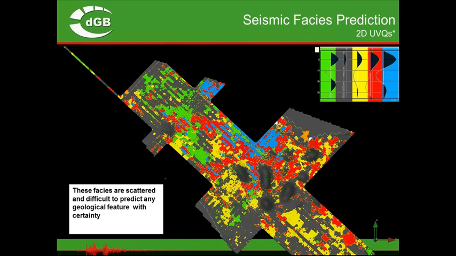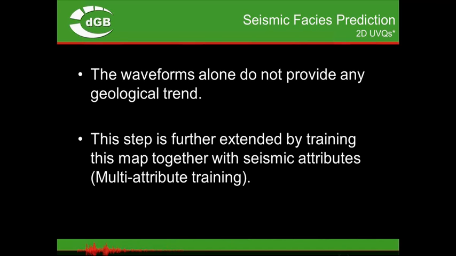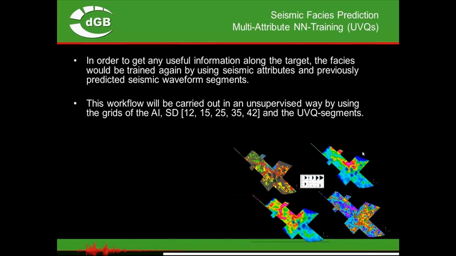So what we do further is that we add more attributes. The waveform alone does not provide any geological trend, like we just explained. So the step further is just to extend the training by adding more seismic attributes to use as input for the clustering. So here we use, for instance, acoustic impedance. We use different types of spectral decomposition, 12, 15, 25, 30, 35 hertz. And we also use the same UVQ segment that we got from the first result.